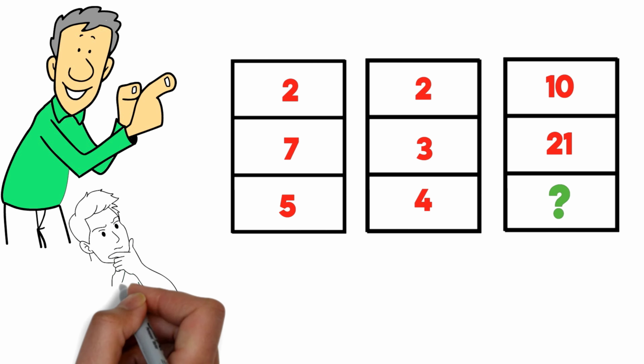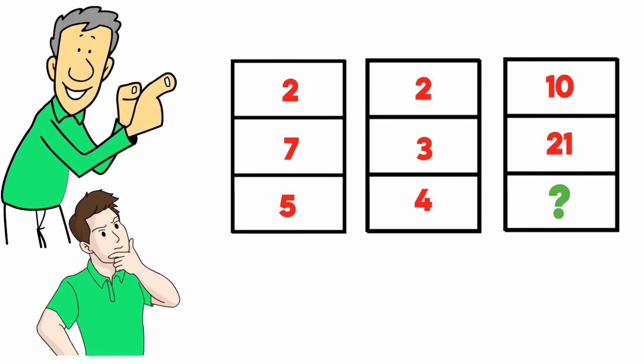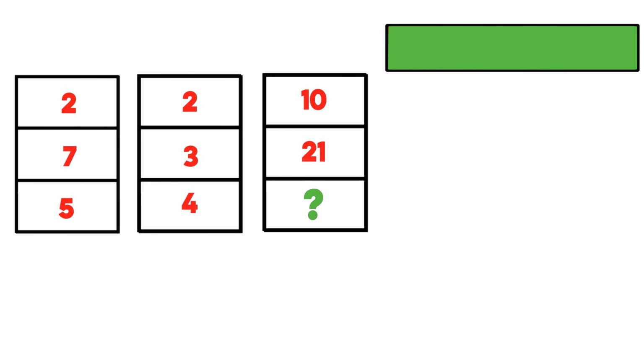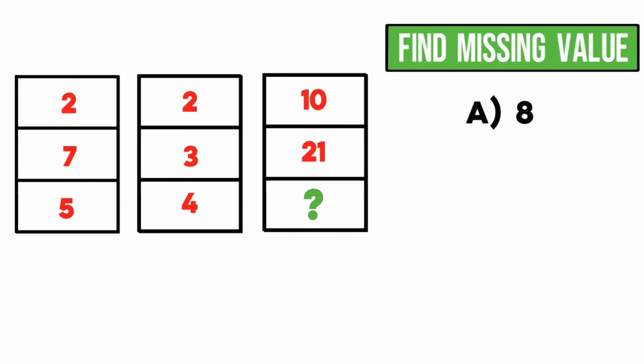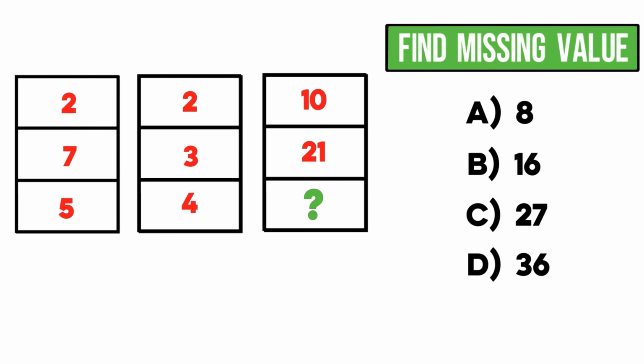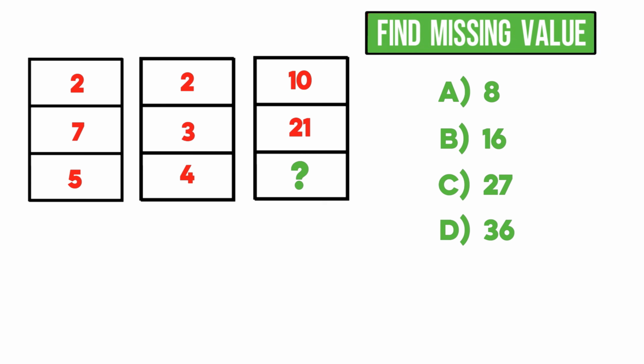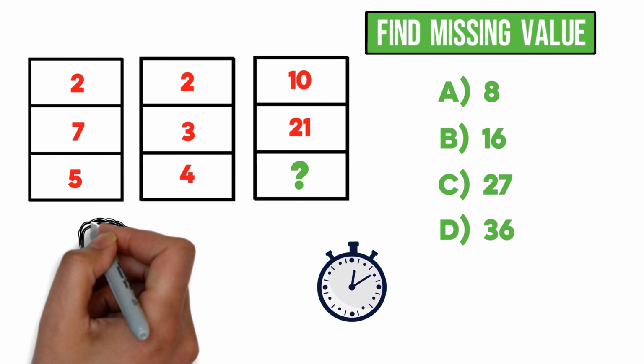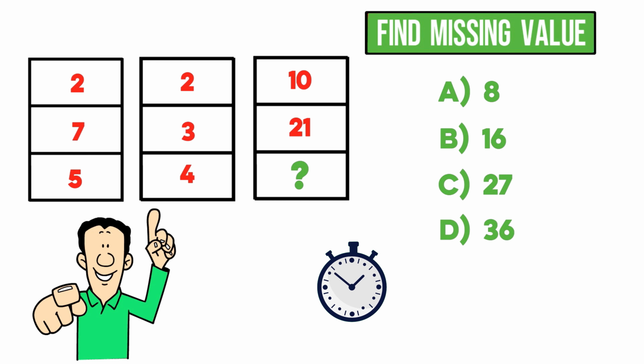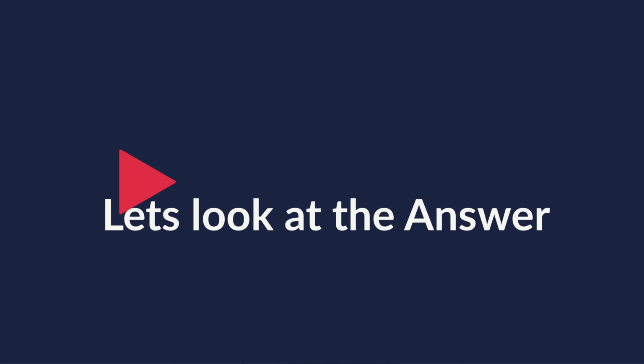You need to find the missing value, which is highlighted by question mark. You have 4 choices to choose from. Choice A, 8. Choice B, 16. Choice C, 27. And choice D, 36. Do you think you can recognize the missing value? Give yourself 5 to 10 seconds to see if you can come up with the answer. Did you figure out the solution?